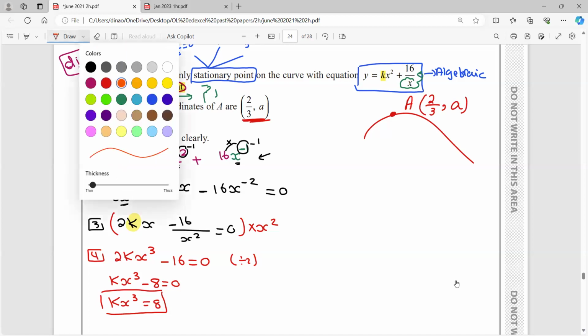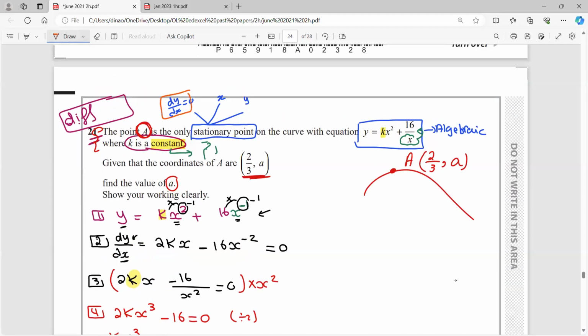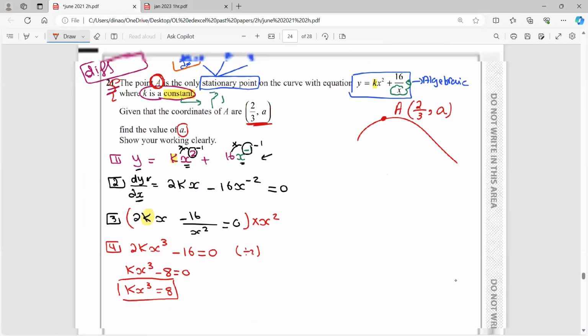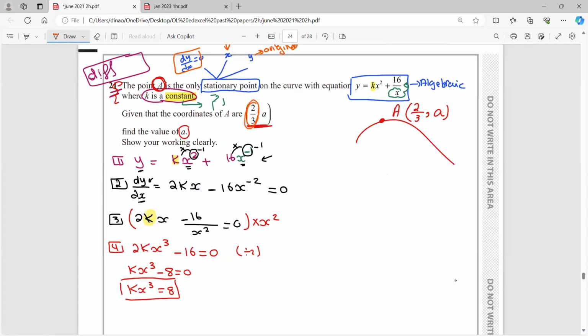And if you remember according to what we said, you differentiate equals 0, you find x, and then you find the y by substitution in the original equation. Well, I do have the x already. Can I substitute it in the original equation? Definitely I can. But the problem is that if I substitute it in the original equation, I will have this k. How do I deal with it? So I have to figure out how to find the value of k.